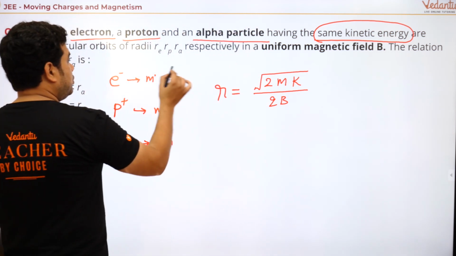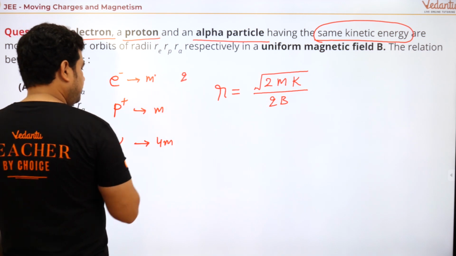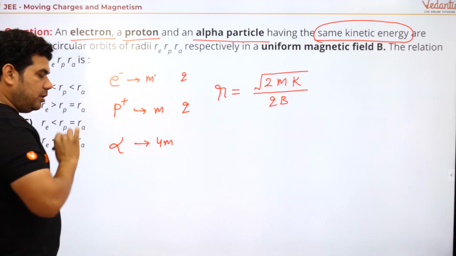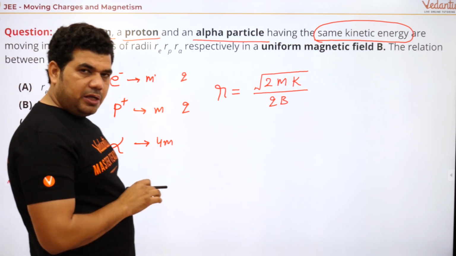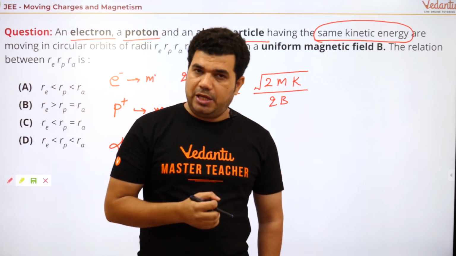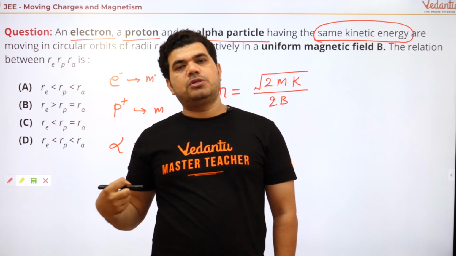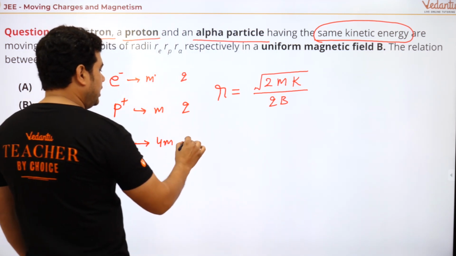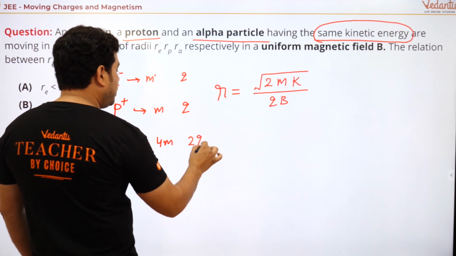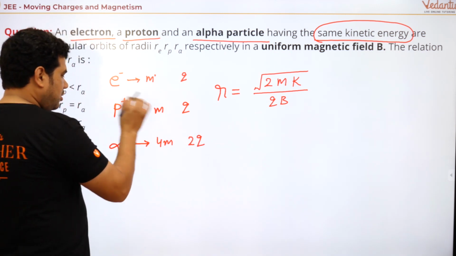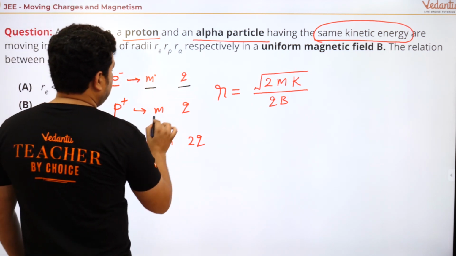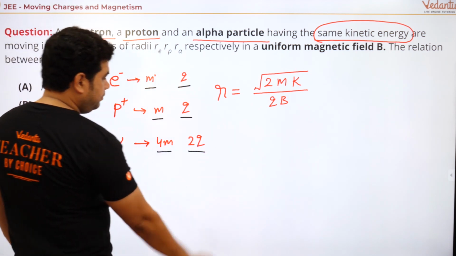Right? Electronic charge is q. Protonic charge is also q. And how was the alpha particle, the nucleus of helium, obtained? By removing the 2 electrons. So it has plus 2 charge, which means the charge is 2q. So we can compare the radius by mass and charge.